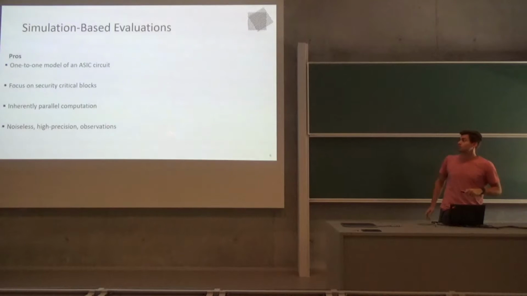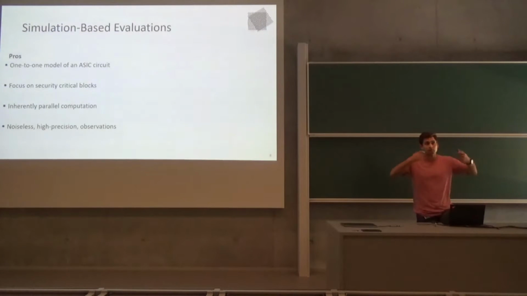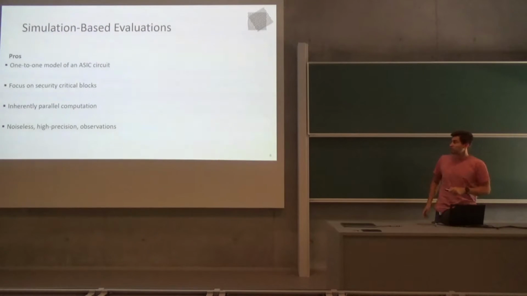They're inherently parallel to compute, because if you want to keep collecting traces, like you would do in measurements, well, here you just say, okay, I take 10,000 here and 10,000 here, and everything works perfectly, so they're relatively efficient to compute. And what cannot be achieved through other methods is you get noiseless, high precision observations. You get floating point precision, which gives us an unrealistically clear view of the device, and gives the potential to see the smallest traces of the insecurity, so to speak.